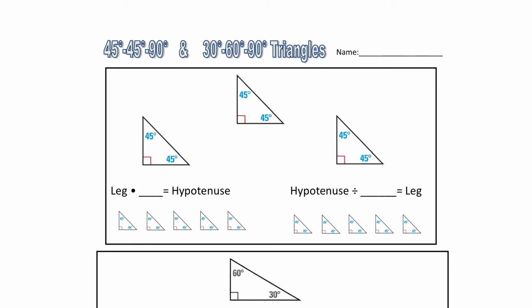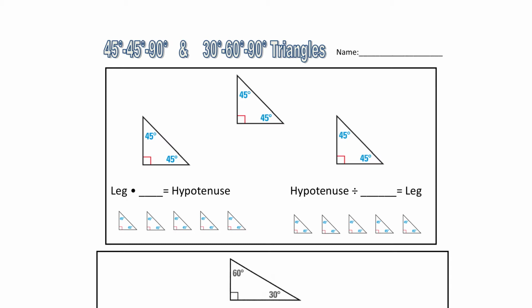Okay, so today we're going to talk about both of the special right triangles we've talked about for the last couple of weeks. First, we're going to go back and talk about 45, 45, 90s, like what we talked about last Wednesday and Thursday. Then we're going to talk about 30, 60, 90s, like what we talked about on Friday and yesterday on Monday.